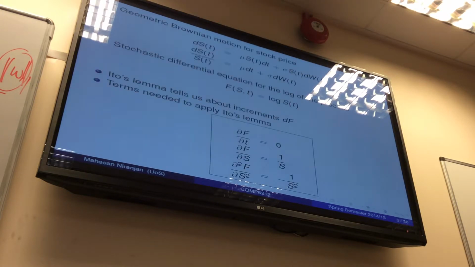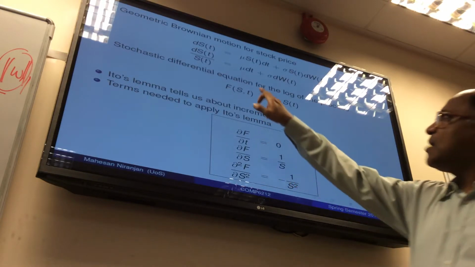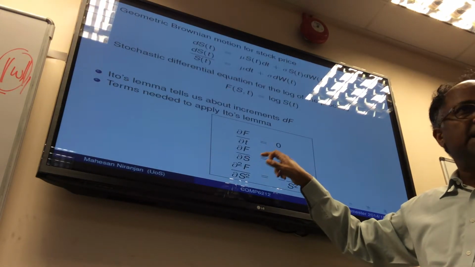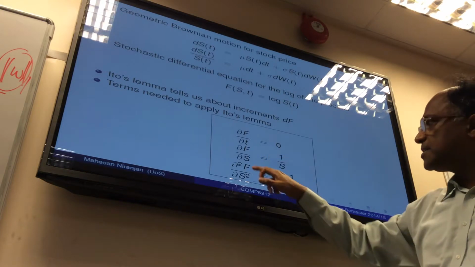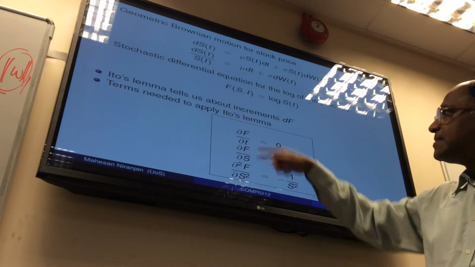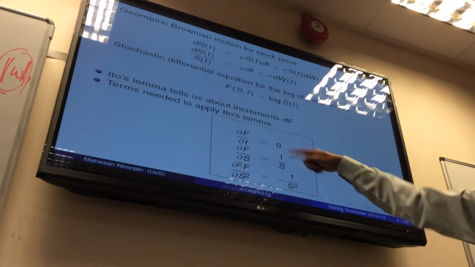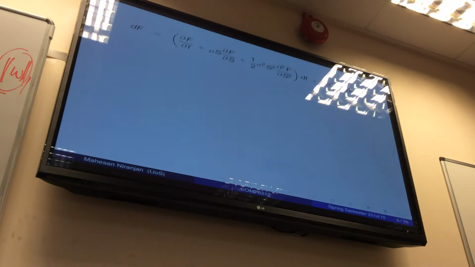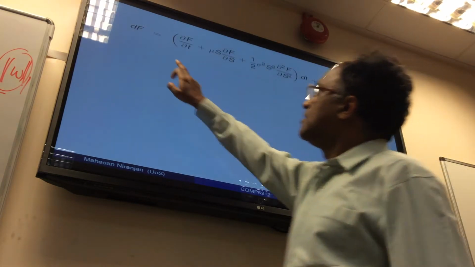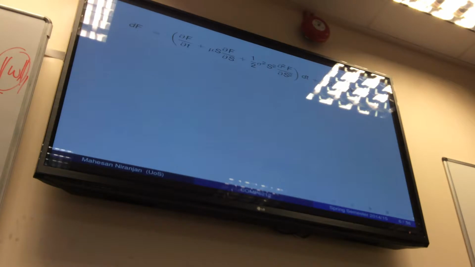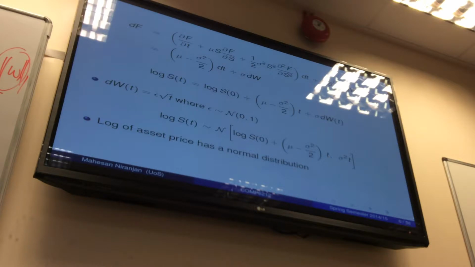And the terms that I need are: what's the time derivative of this? What's the derivative of this with respect to the underlying variable on which this is written? And what's the second derivative? All these three I can calculate for log. And if I did that, these are the simple terms. I go and plug that into Ito's lemma, which tells you what's the relationship between a change in S and a change in F.